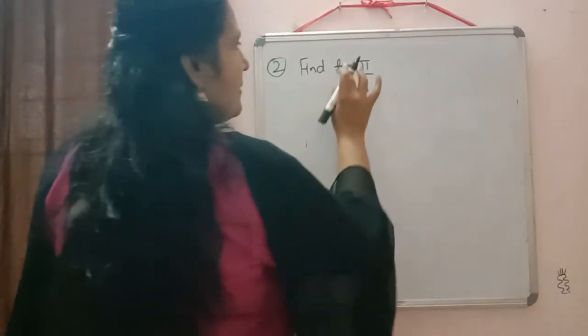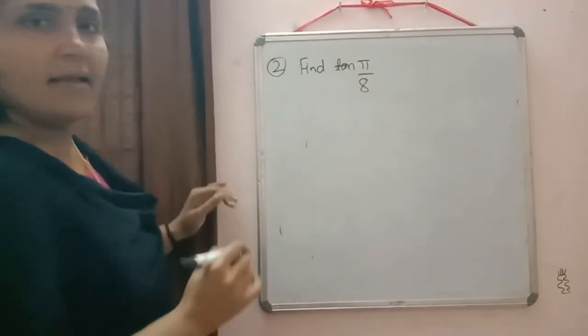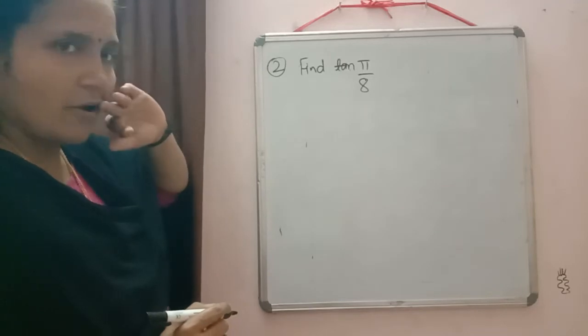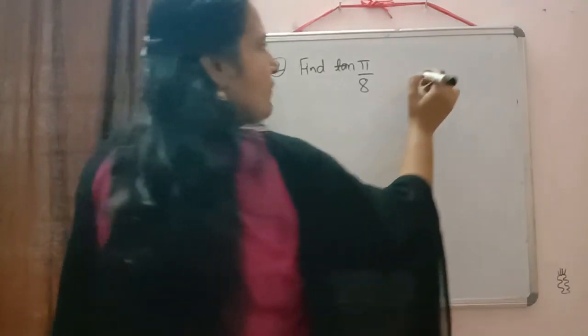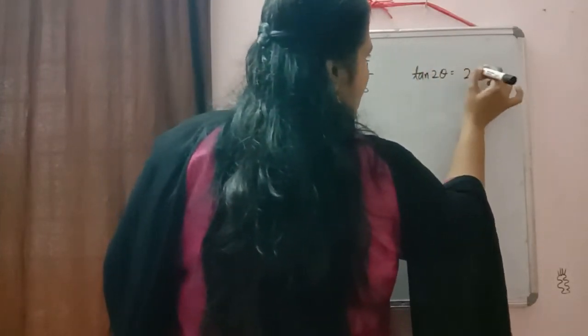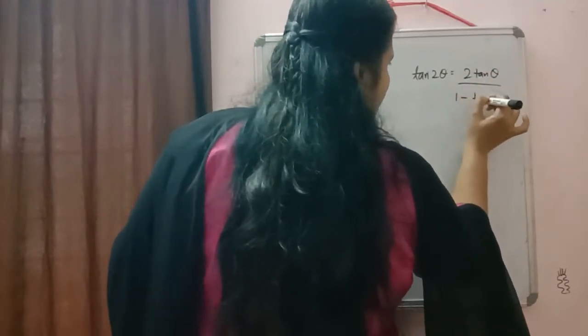This is question number 2. Find tan pi by 8. Okay, so for that we have to use the formula. Now we will check how we can use the formula. We know this formula only for tan theta: tan 2 theta is equal to 2 tan theta by 1 minus tan square theta.